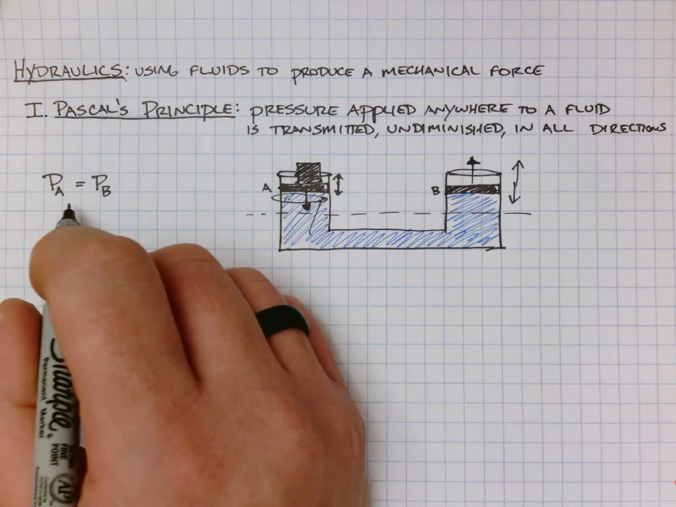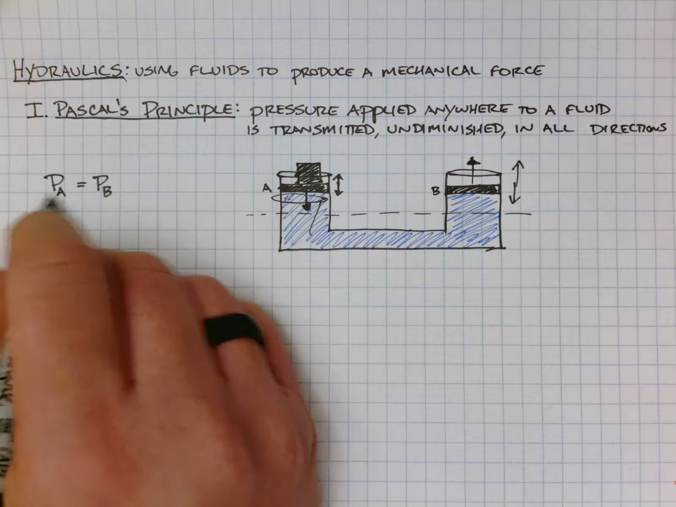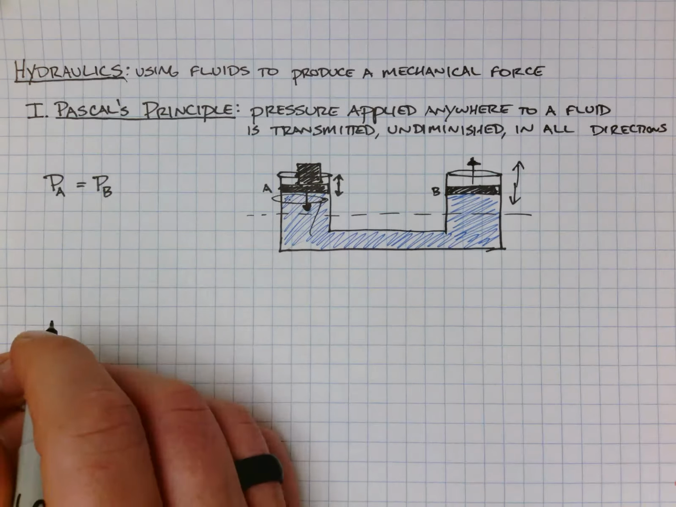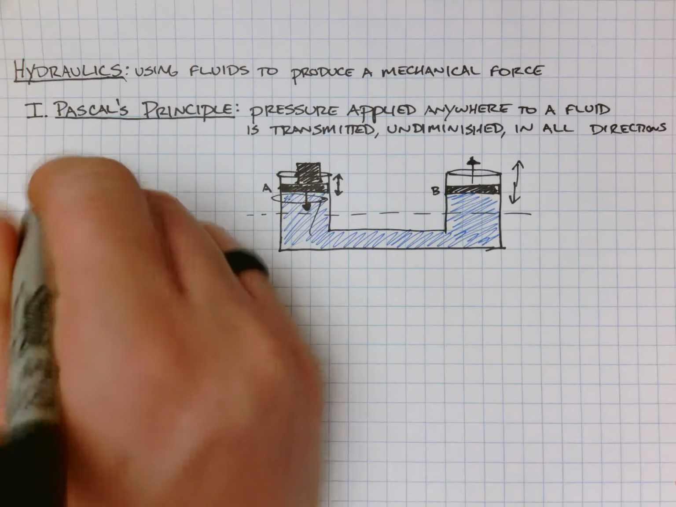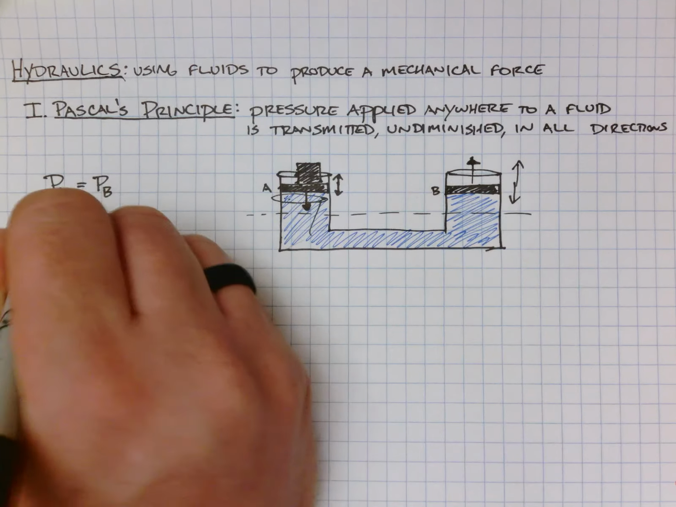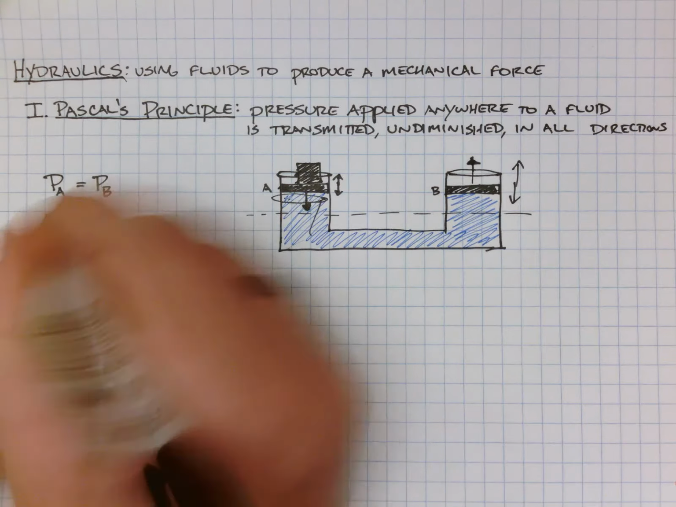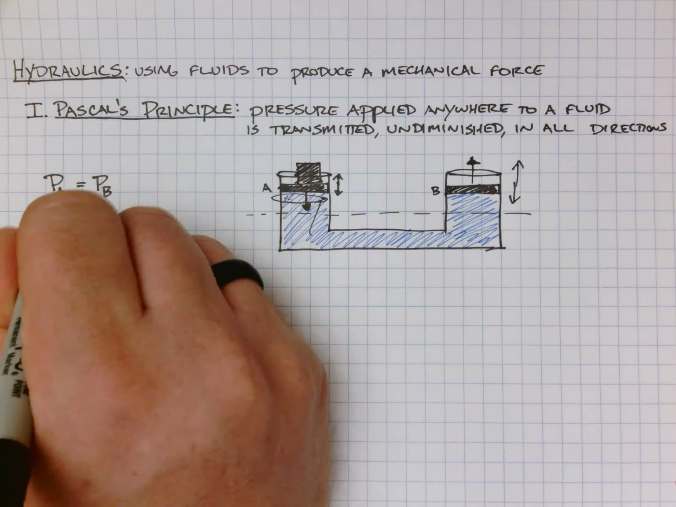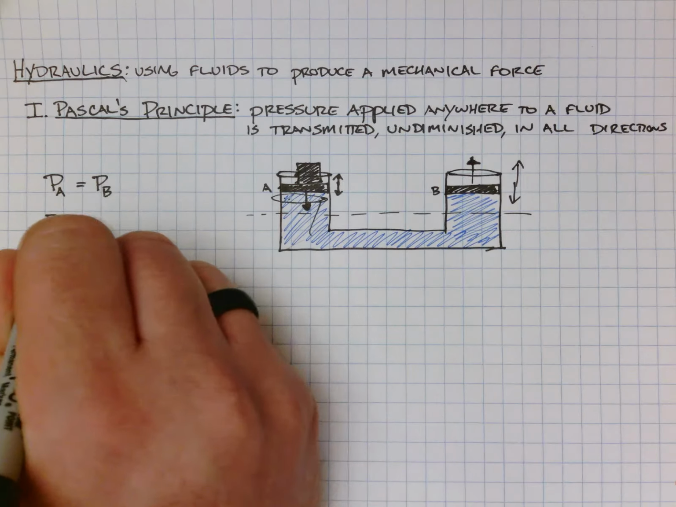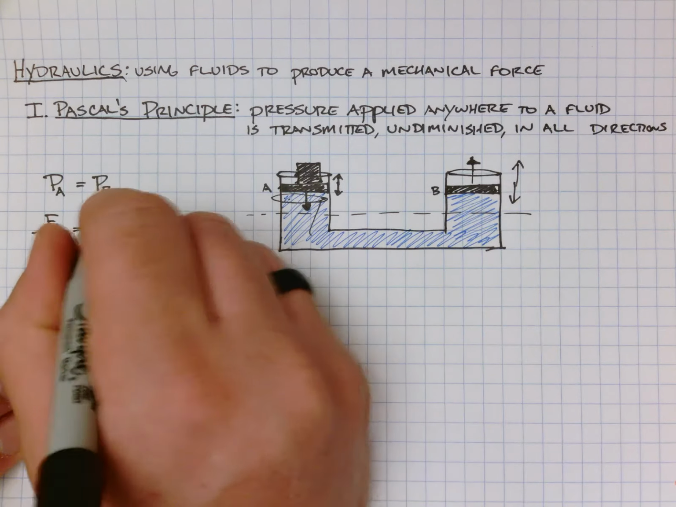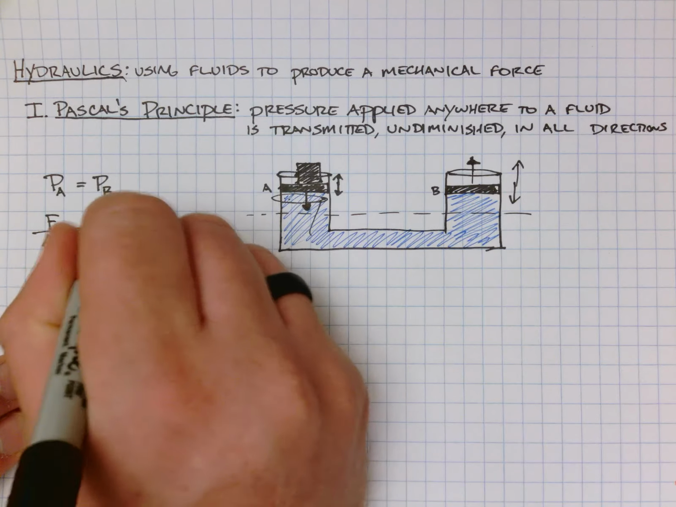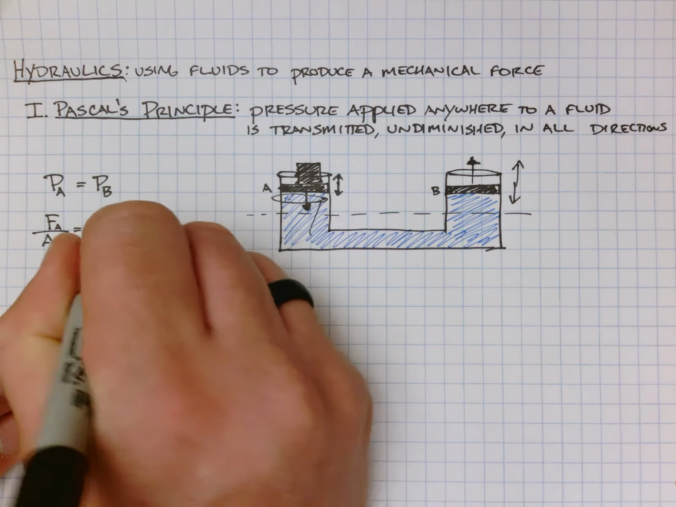And so what we would say then is that, again, the pressure at A is still going to equal the pressure at B. Setting that up, based on what pressure is, if pressure is force over area, I could say that the force at position A over the area of position A is now going to be equal to the force at position B over the area at position B.